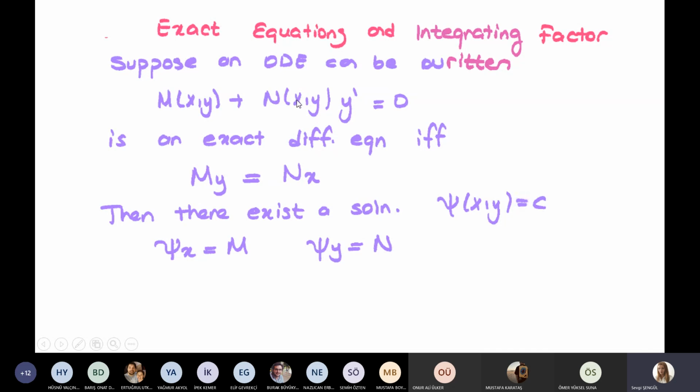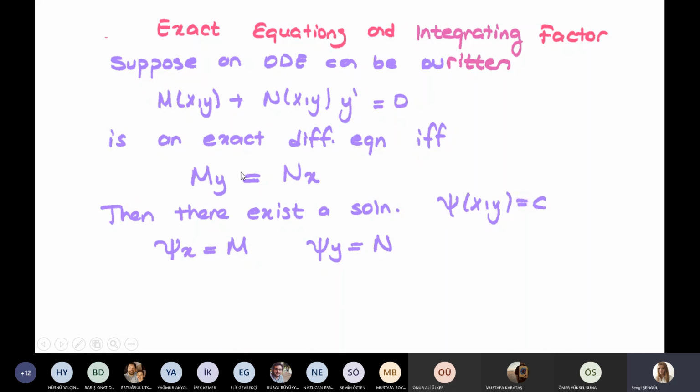It doesn't matter. To be able to say it is an exact equation, you need to have this m function and n function. And to be able to understand if this equation is exact, you need to check this equality. Look at that. So you have an equation and you saw that it's in that form. To be an exact equation, the derivative of m, the one that does not have a derivative inside, with respect to y, should be equal to derivative of n with respect to x. If this equality holds, your equation is an exact equation.